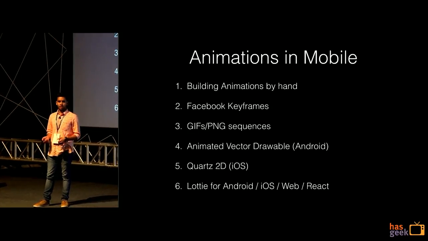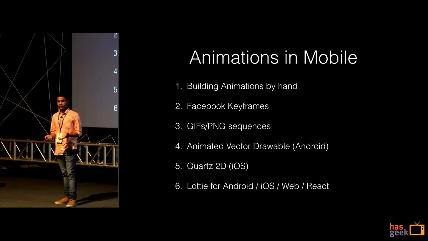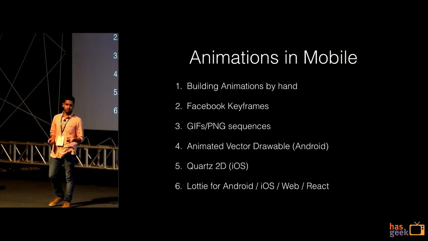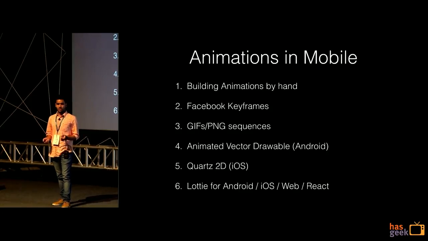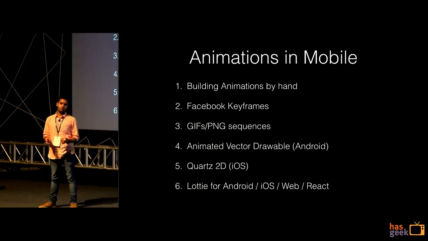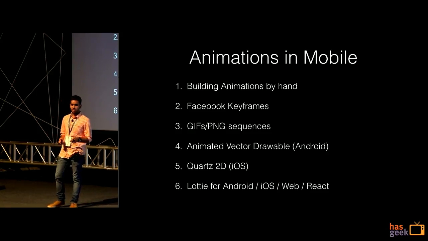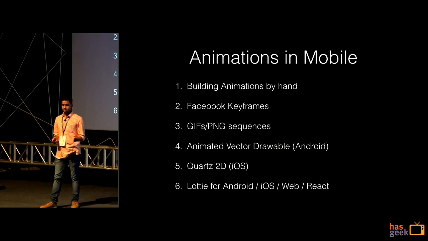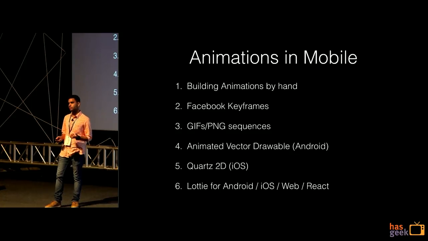Animations in mobile, we can build by hand. There was a library by Facebook which is Keyframes, which was very helpful. There are GIFs, but GIFs are larger in size. And then there's Animated Vector Drawable. BodyMovin also now has a capability to export AVDs. There's Quartz 2D for iOS, which works pretty awesomely, like I talked to one of the iOS guys. And then there's Lottie for all of them. Well, we have a winner.